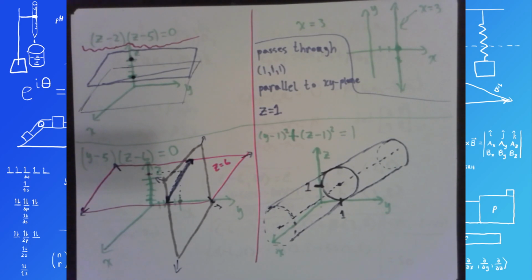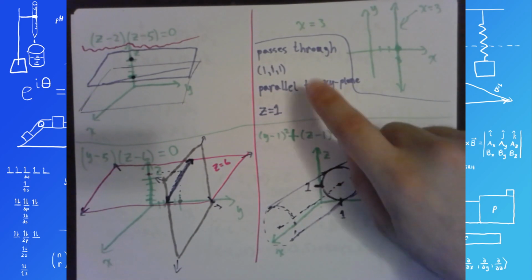Next one, write the equation of the plane passing through point 1, -3, 2, that is parallel to the xz plane. I think you can see how that one would play out. 1, -3, 2, parallel to xz. So that's going to be y equals -3. It's going to work out pretty much the same way as this one.